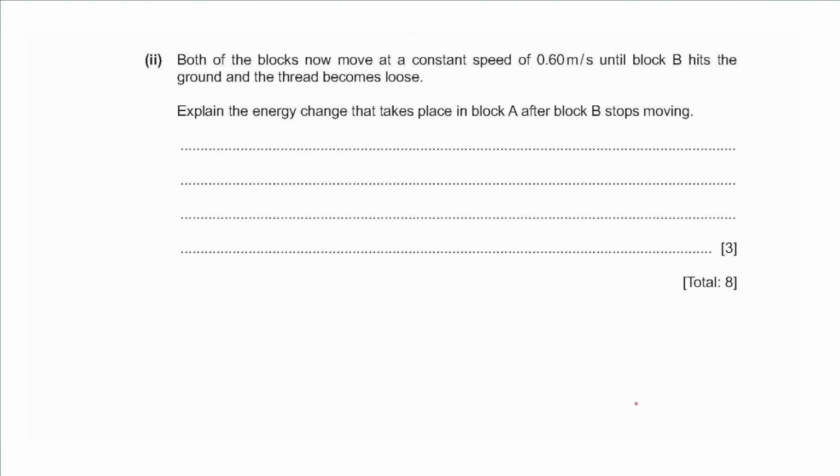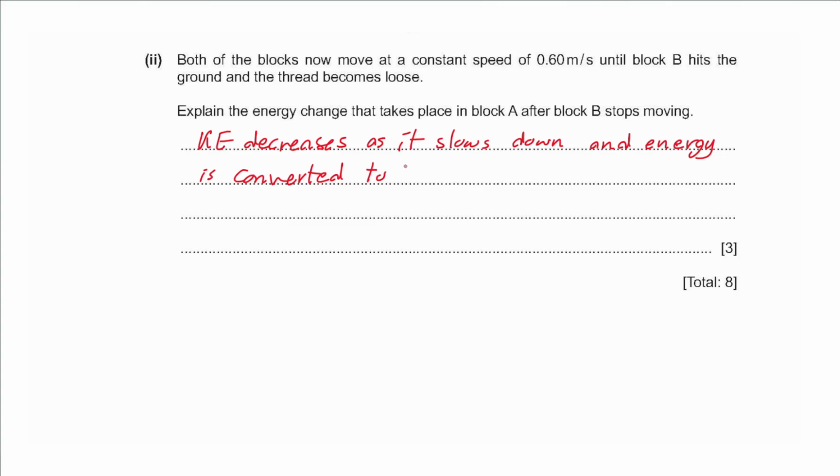Part C says both blocks now move at a constant speed of 0.60 meters per second until block B hits the ground and the thread becomes loose. Explain the energy change that takes place in block A after block B stops moving. So now there is no force pushing it forward and there is still friction backwards. So it decelerates until it stops.